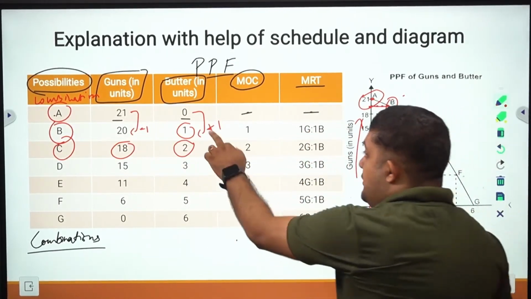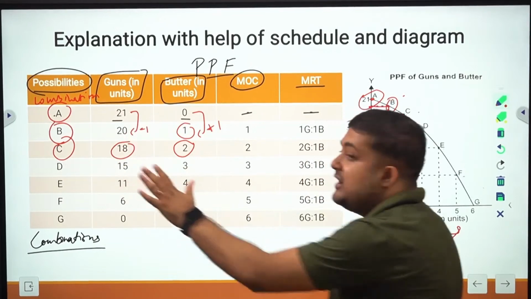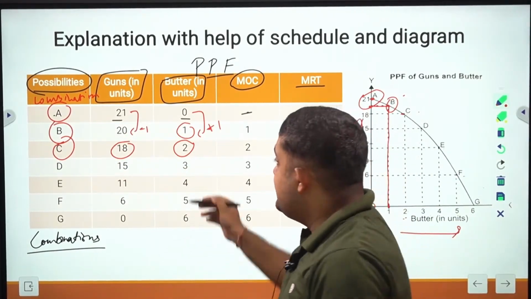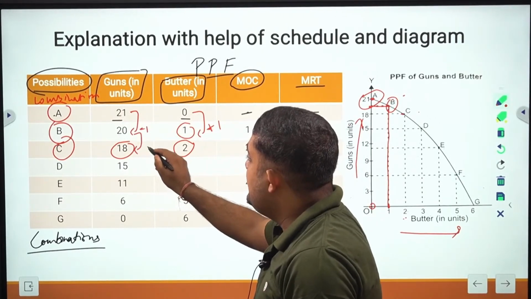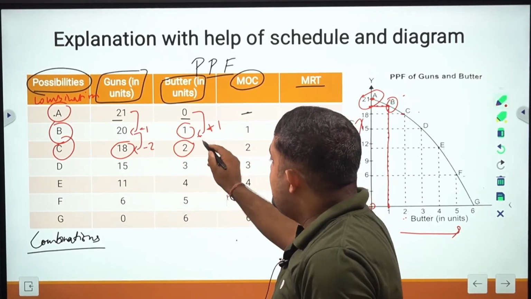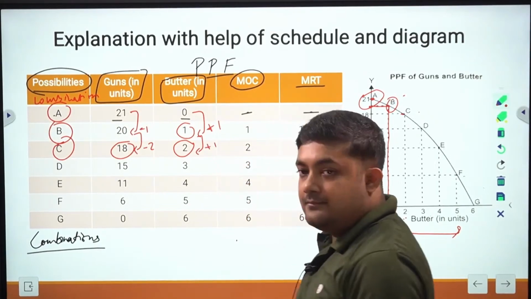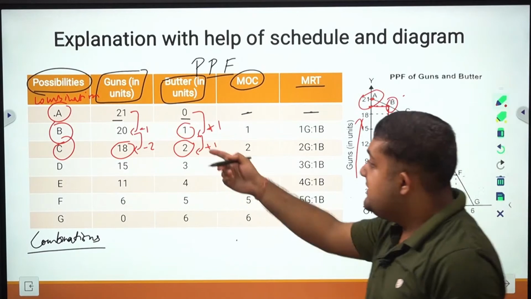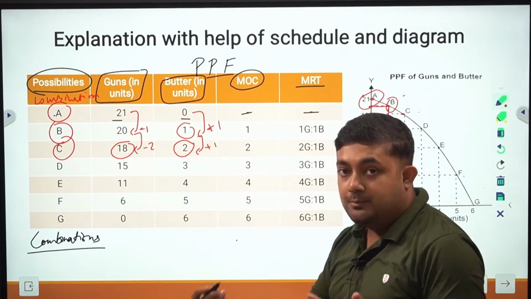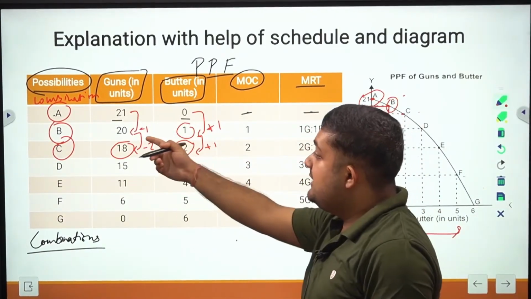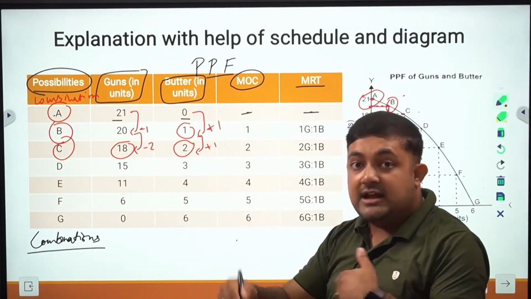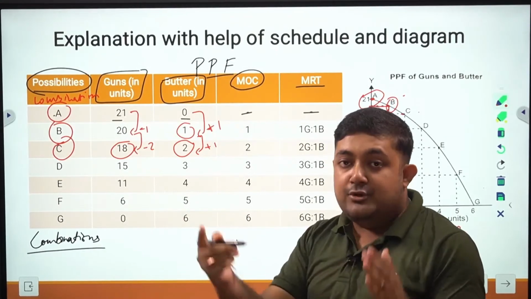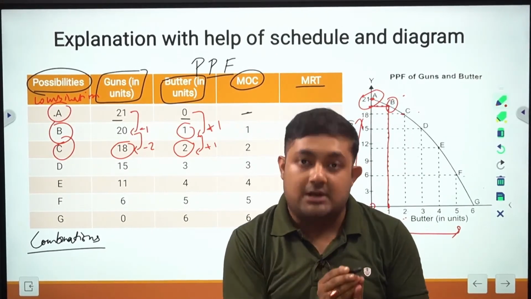In combination C, guns is 18, butter is 2. Now to produce more butter, more units of guns are sacrificed. From 20 to 18 is -2, and here from 1 to 2 is +1. So we produce one more butter but sacrifice 2 guns. It means to produce one extra unit of butter we have to sacrifice 2 units of guns.